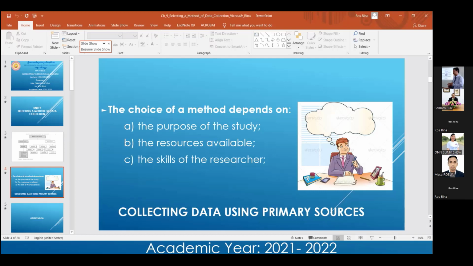You need to know the purpose of the study; if you don't know it, you cannot do it well. The second is the resources available: you need to know whether you have enough resources for your research. The third is the skill of the researcher. You need to know whether you have enough skill and time, and whether you are skillful in that research. It means you study in that sector, so you need to research in that sector. You cannot research in another field or sector.